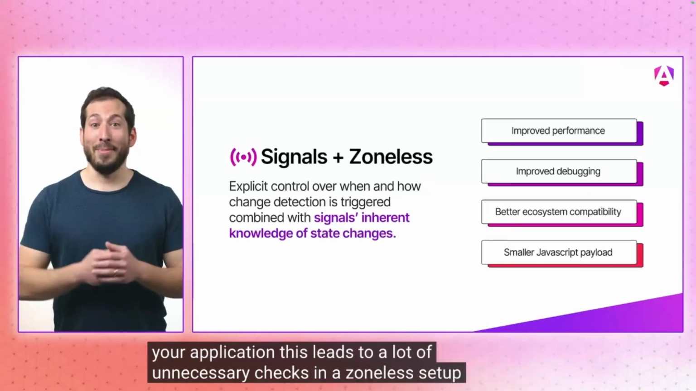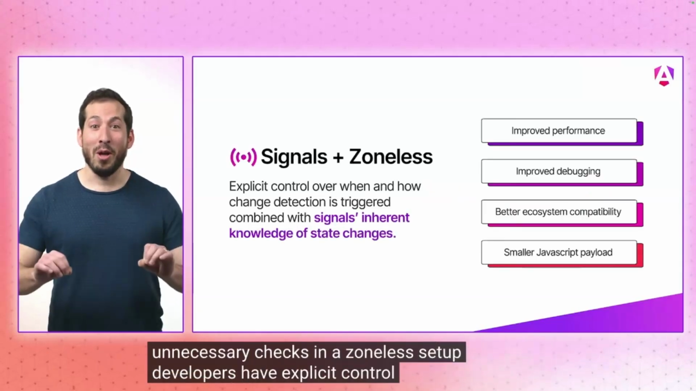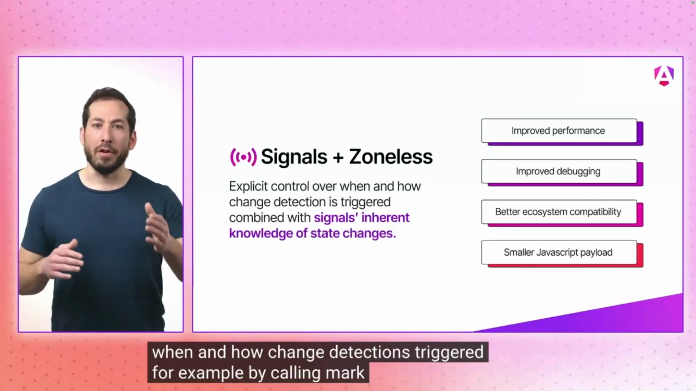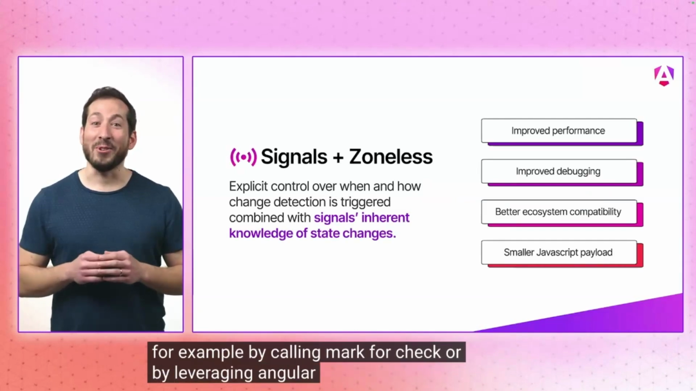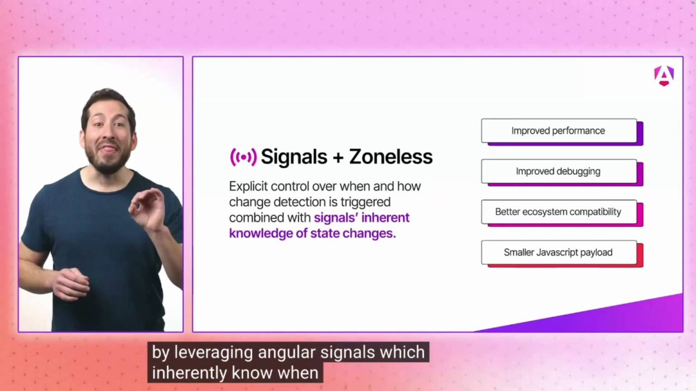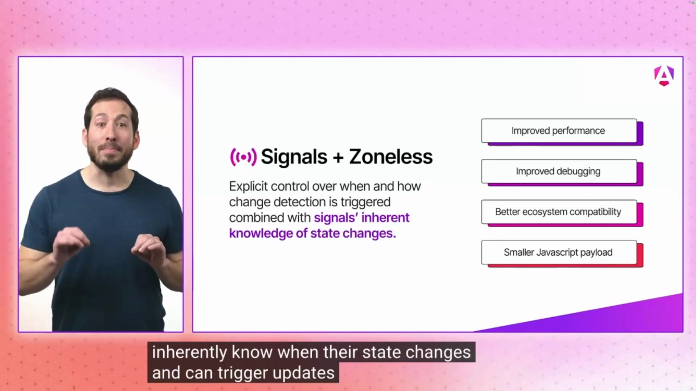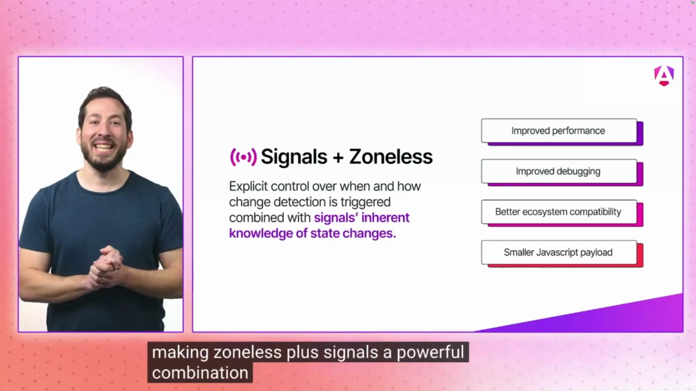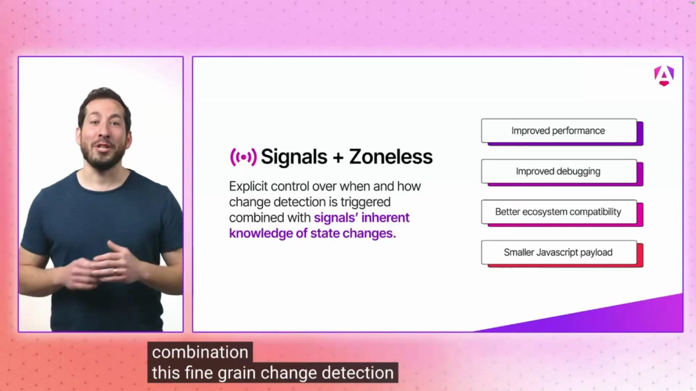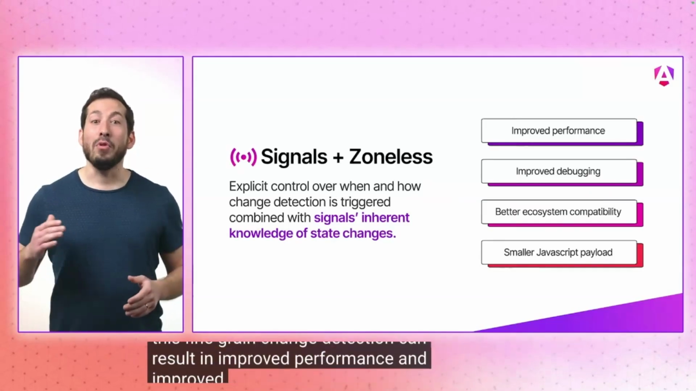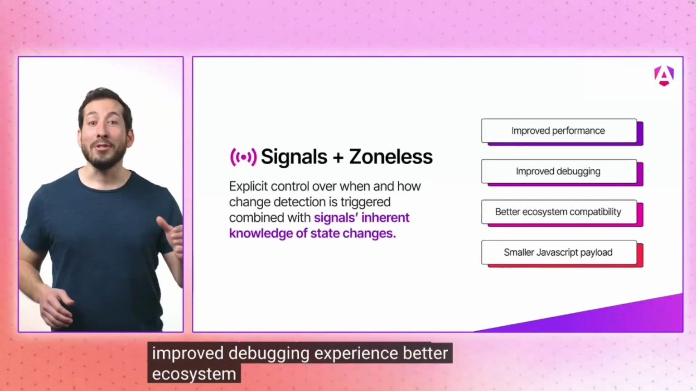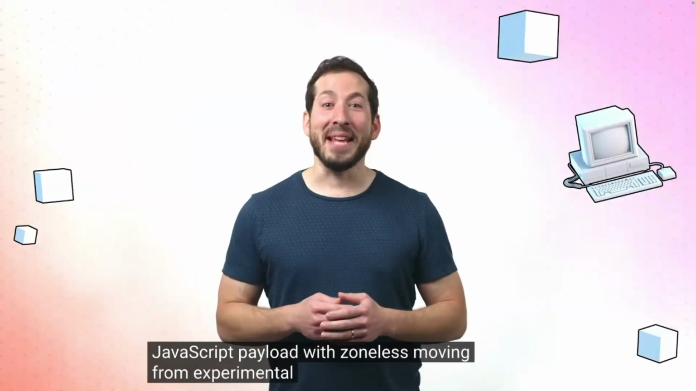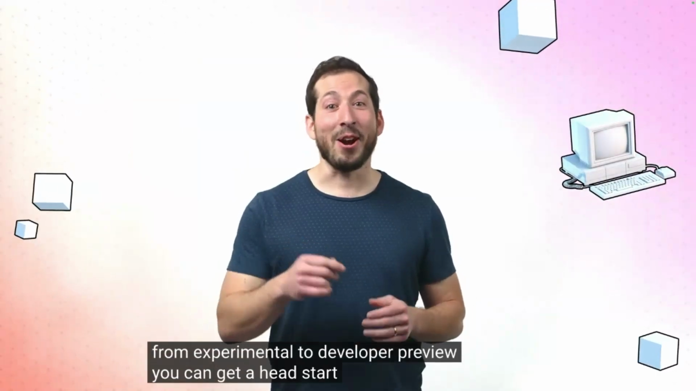In a zoneless setup, developers have explicit control over when and how change detection is triggered. For example, by calling markForCheck, or by leveraging Angular signals, which inherently know when their state changes and can trigger updates more precisely, making zoneless plus signals a powerful combination. This fine-grained change detection can result in improved performance and improved debugging experience, better ecosystem compatibility, and a smaller JavaScript payload.